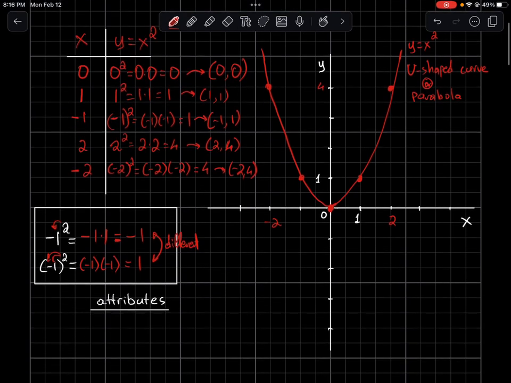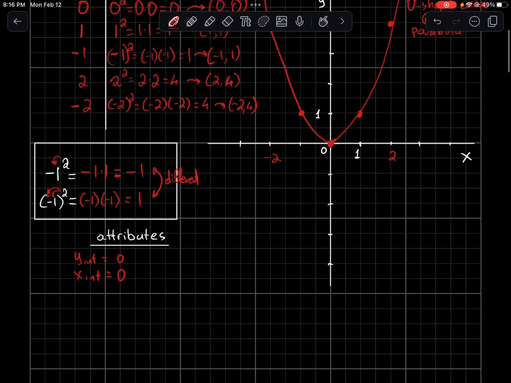Now there are some attributes that I want to study and know. The first is the y-intercept. That's the y-coordinate of the point that the curve intersects with the y-axis. It's this point here. We see that the y-coordinate is 0. Now the x-intercept, it's the x-coordinate of the point where the graph intersects or crosses the x-axis. We see it's this point, only it doesn't cross the x-axis. It touches it. It still counts, so it's still 0.